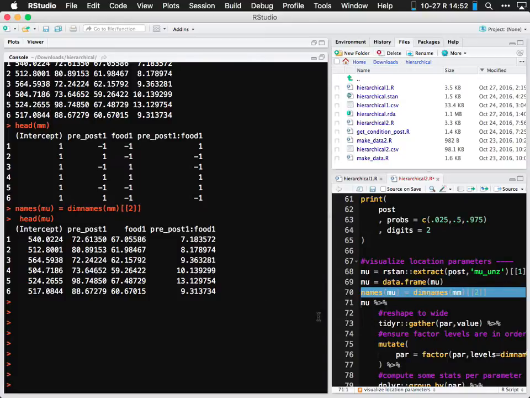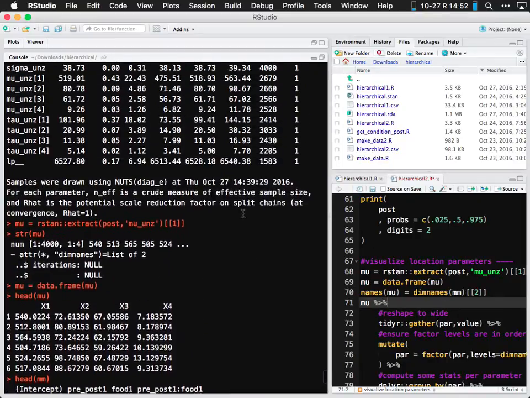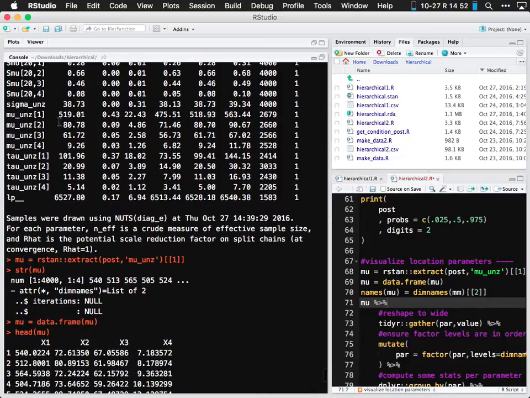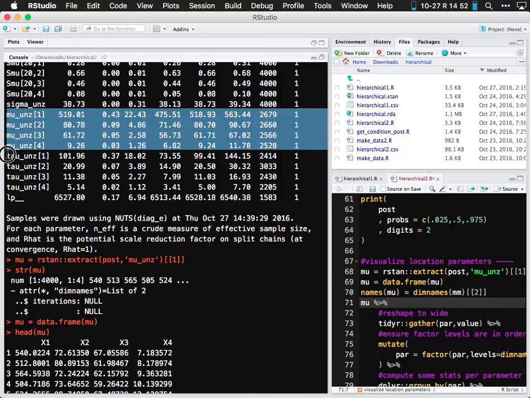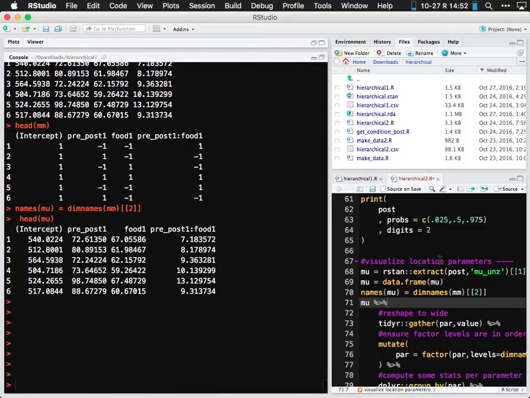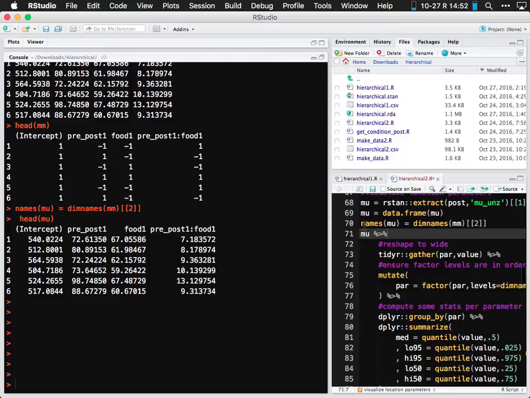Okay, no worries. So having this thing now called mu with nicely named columns, we can actually get a visualization of what we had up here otherwise in the table of these credible intervals. Maybe we just want a nice picture. So that's what this next section does.